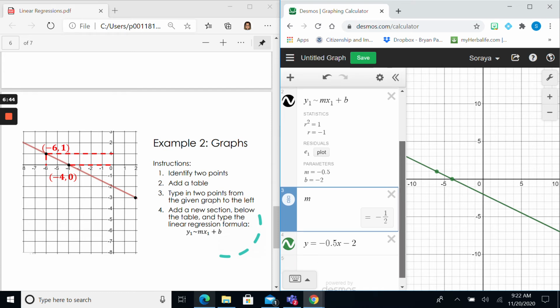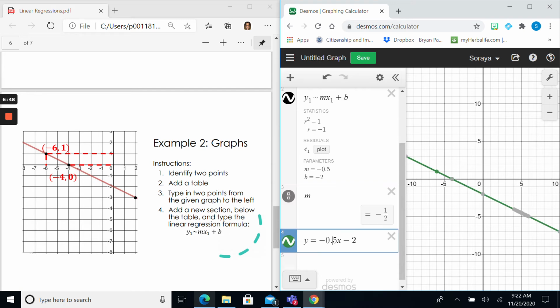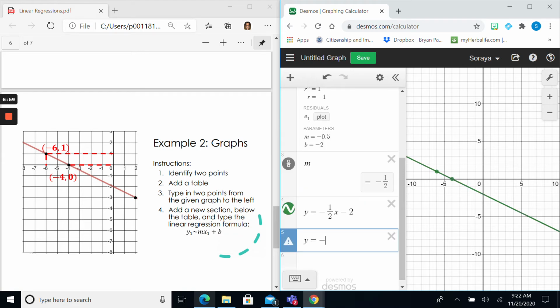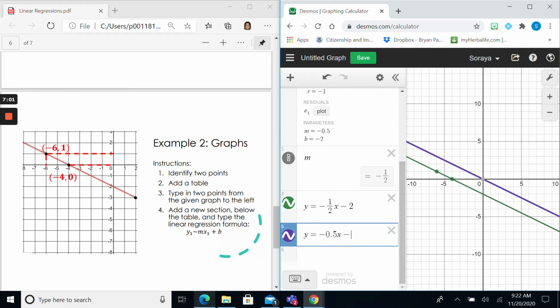So our slope in fraction form would be negative 1/2. So you might also see an answer that instead of having negative 0.5, they might have negative 1/2. But those two equations are equivalent, these two right here. Equivalent, okay?